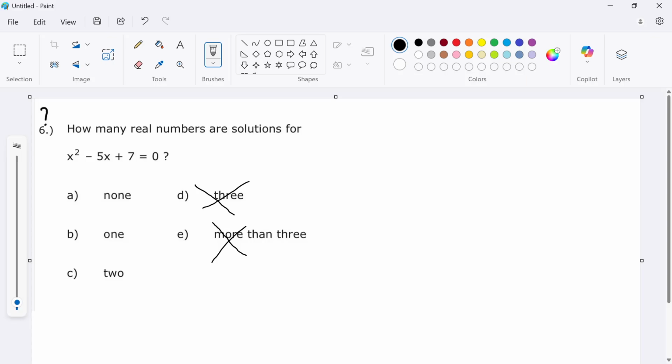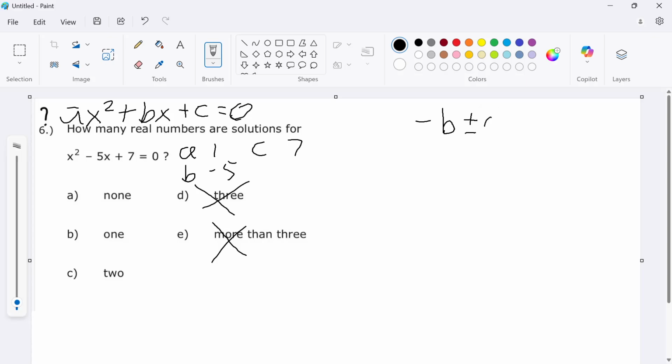There's a formula. If this is in the form of ax squared plus bx plus c equals 0, and this one is a is equal to 1, b is equal to -5, c is equal to 7. If it's in that form, then I can use the quadratic formula. It's -b, to find the solutions, plus or minus the square root of b squared minus 4ac, all over 2a. Sometimes these solutions will be called zeros.